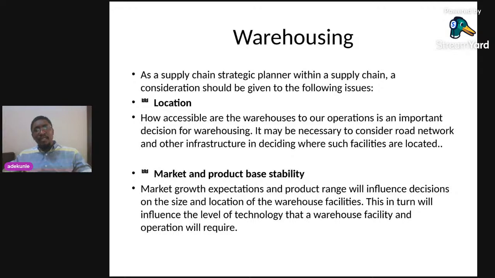Is the product stable? Is the market stable? Because the market growth and expectation and product trend will influence the decision on the size and the location of the warehouse facility. This in turn influences the level of technology that needs to be invested in the warehouse facility. If the product does not have market stability in its product life cycle, you agree with me that the investment in technology in the warehouse will be low, because this is not a long-run but a short-run investment, because the goods are not stable.